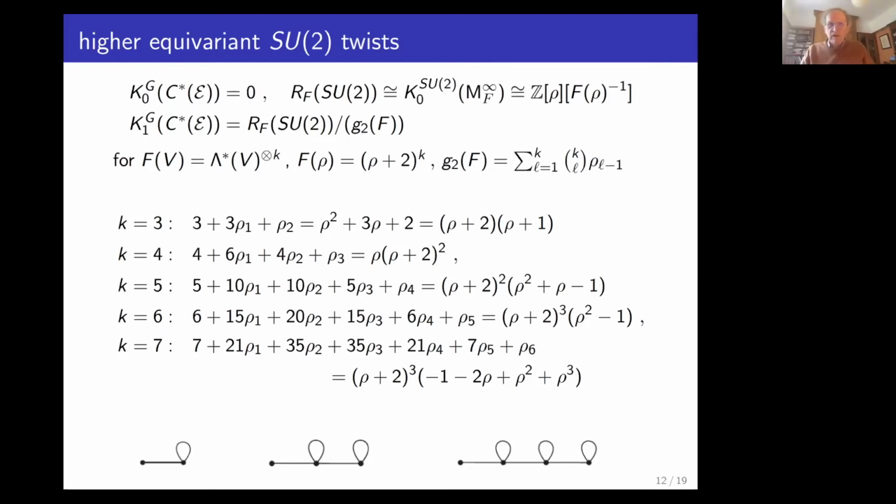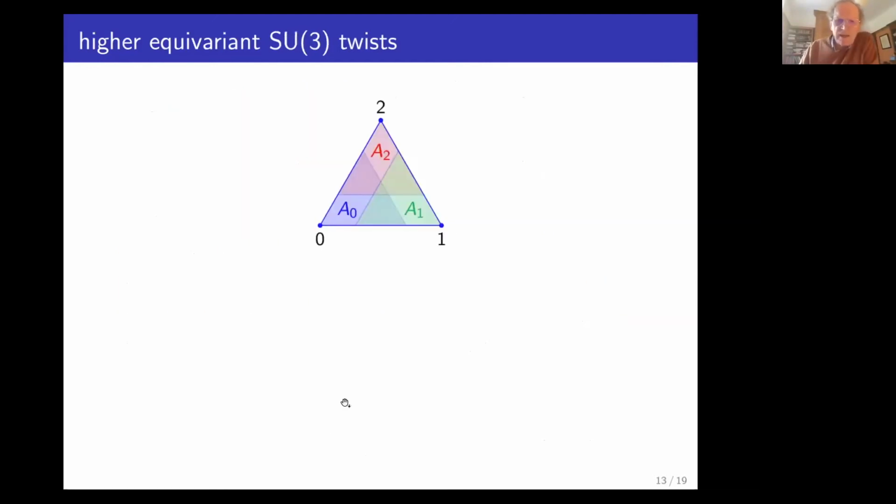But for SU3, it gets a bit more intricate, because it isn't 2 overlapping portions of the maximal torus that you need, but 3 of them. So this is the maximal torus for SU3 divided out by the Weyl group. So we need, instead of 2, we need 3 things. So the Mayer-Vietoris gets more intricate, and it has to be replaced with a spectral sequence.